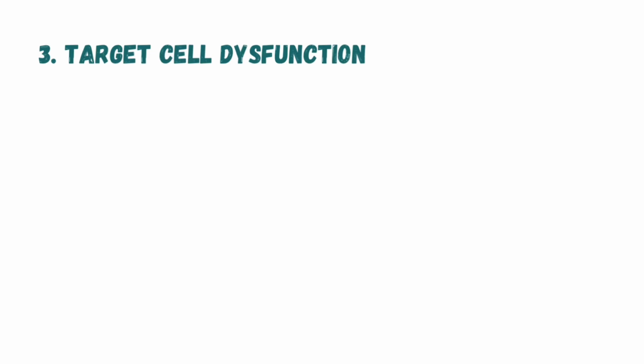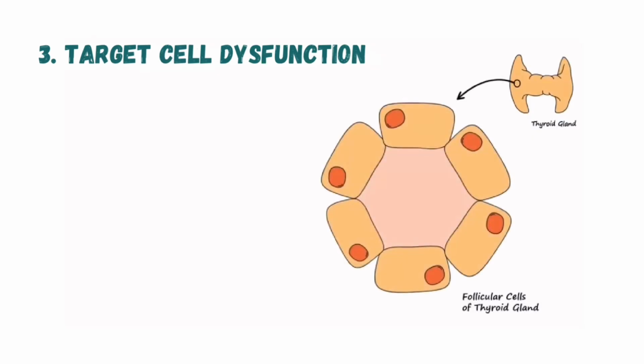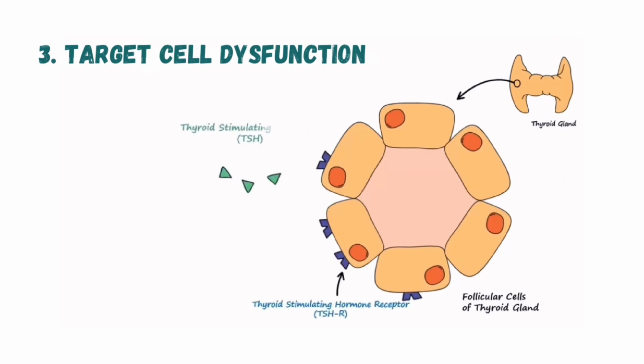The last mechanism is called target cell dysfunction, and the condition is Graves' disease. This is an autoimmune condition that involves the follicular cells of the thyroid gland. These cells have receptors for thyroid stimulating hormone or TSH. Under normal conditions, TSH will bind with the receptor and promote the production of the thyroid hormones T4 and T3.